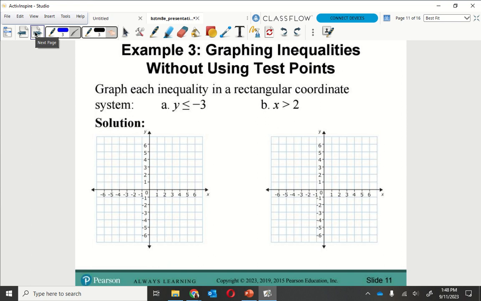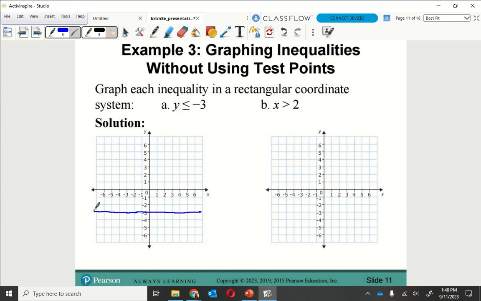This is y is less than or equal to negative 3. Does this equation here have an x value? So y is always going to be what? Negative 3. Y is always negative 3. So this is this type of line. So going across there, it's always negative 3. It is a solid line because it's also equal.